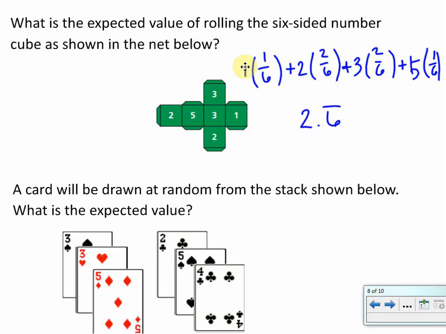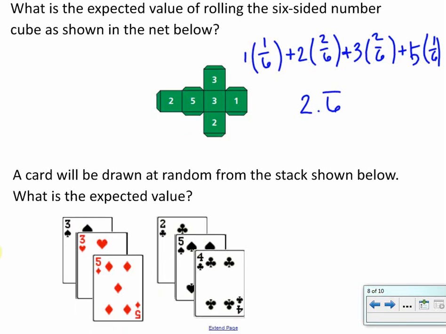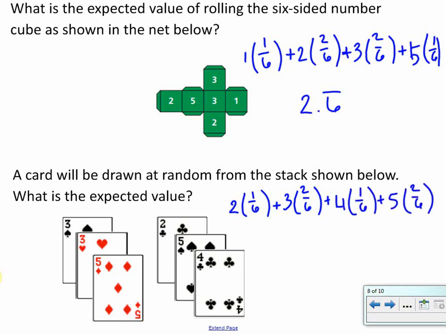We can also do expected value with cards. So if I have a stack of cards here, what's the expected value of drawing a card at random? Again, I have 6 cards, so all of my probabilities are going to be out of 6. I have one 2, so my probability of drawing a 2 is 1/6. I have two 3s, one 4, and two 5s. When I multiply those all out and add them up, I get an expected value of about 3.6.